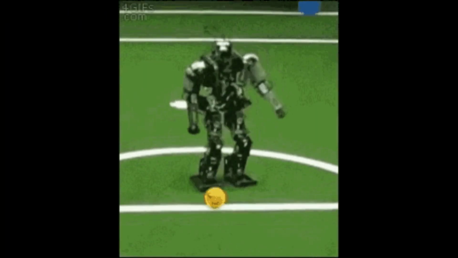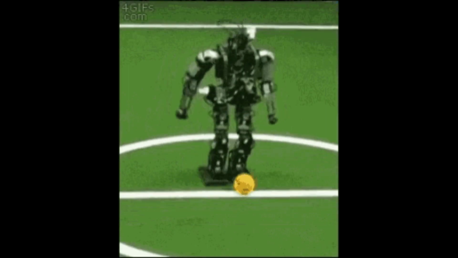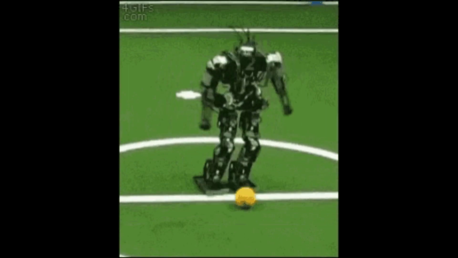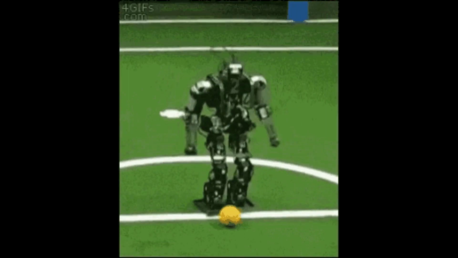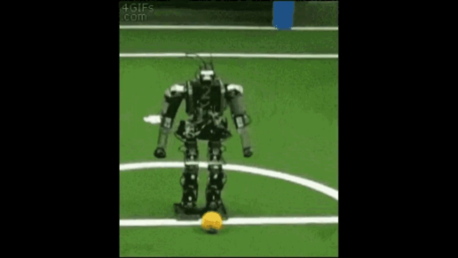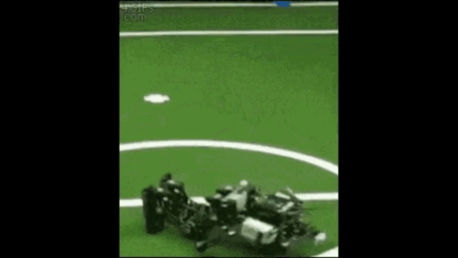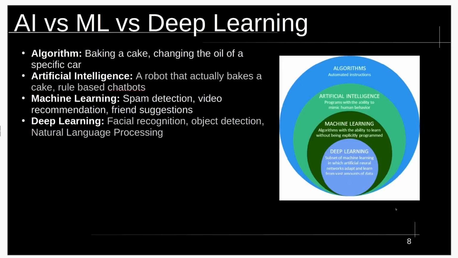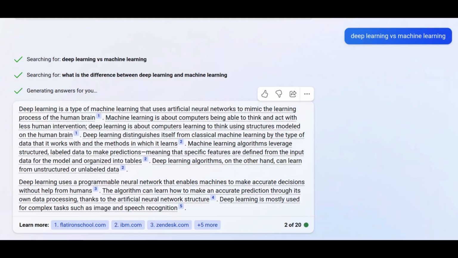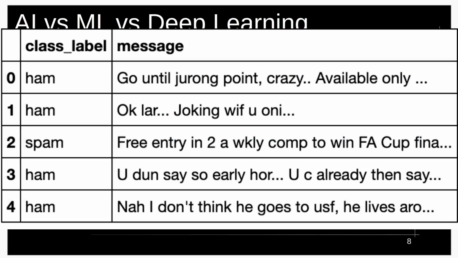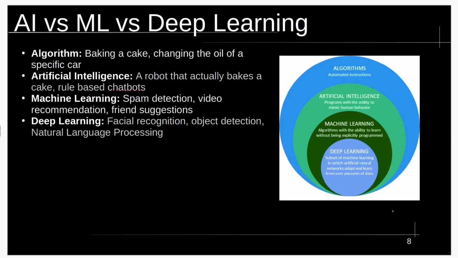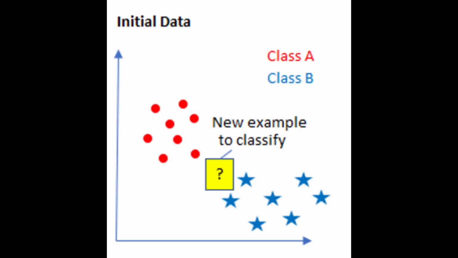And to an outside observer with no knowledge of the system, it would look like the machine had some sort of ability to do things beyond what was normally defined to be the capabilities of a machine. And then we move another layer deeper to machine learning. Machine learning is any algorithm that can learn from data. This includes spam detection, video recommendation, friend suggestions, anything where you have a program making inferences about unseen data. That is the learning aspect.